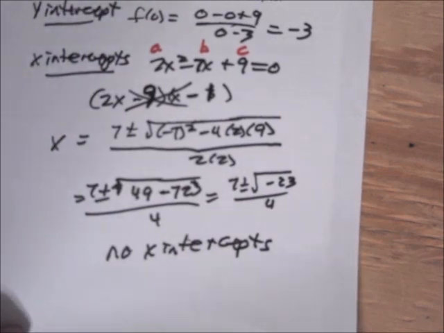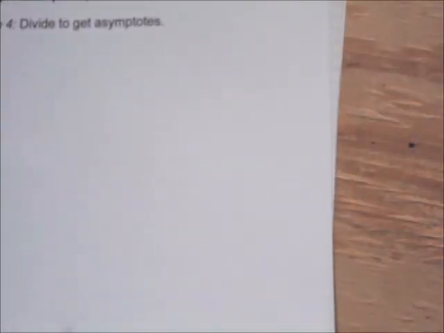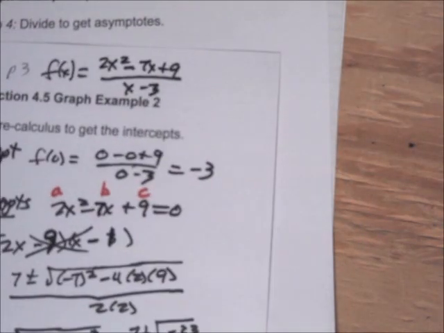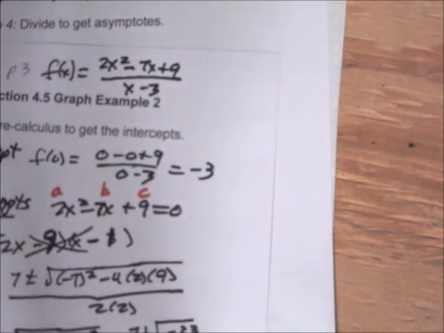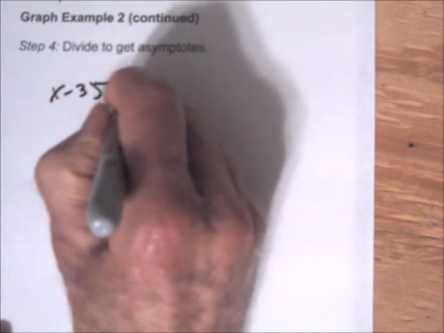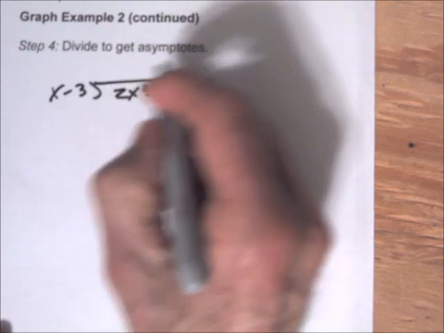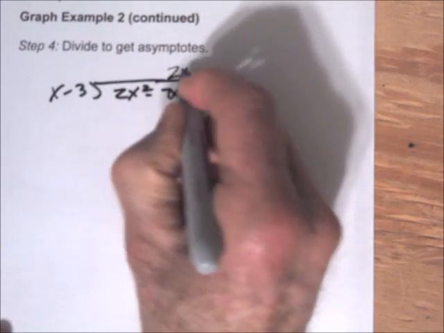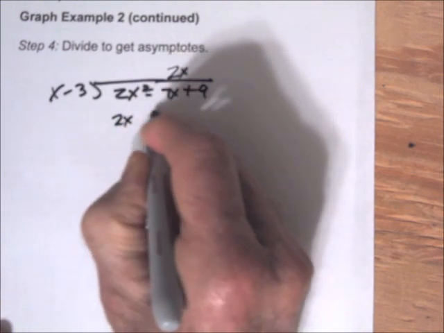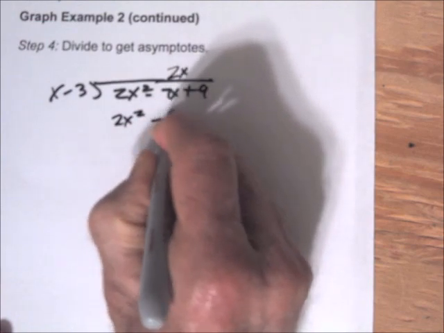And we could also get the asymptotes. Usually fractions will be hyperbolas, and hyperbolas have asymptotes, so we can use long division to get the asymptotes. If we divide x minus 3 into 2x squared minus 7x plus 9, 2x squared divided by x is 2x. Multiply 2x times each term. 2x times x is 2x squared. 2x times minus 3 is minus 6x.